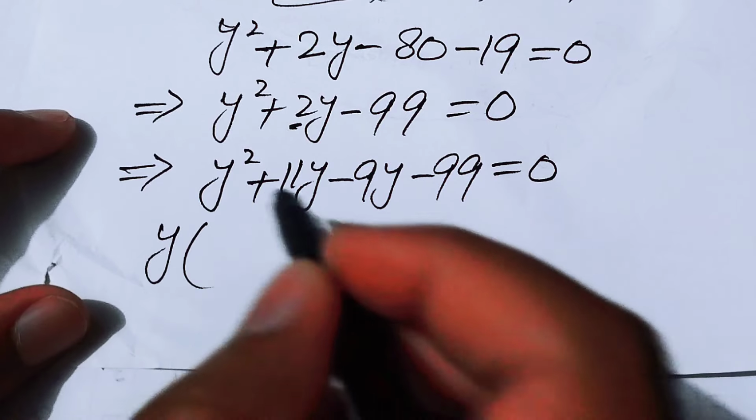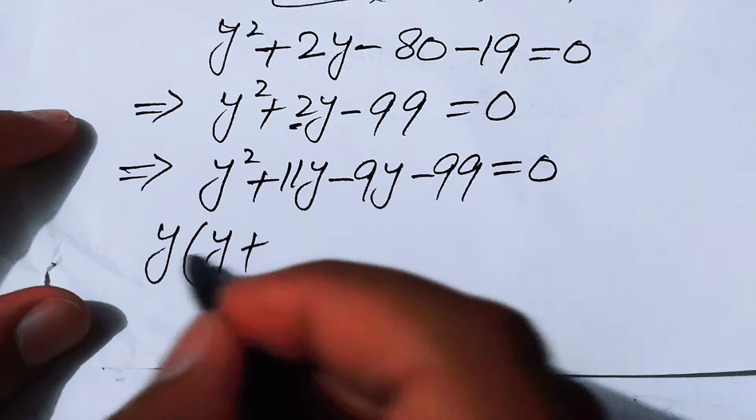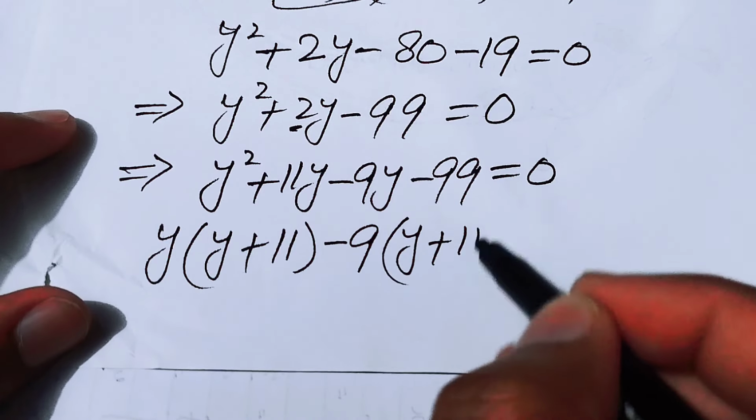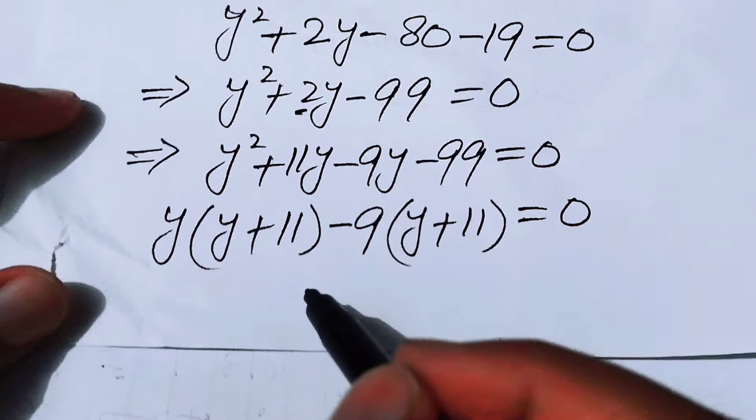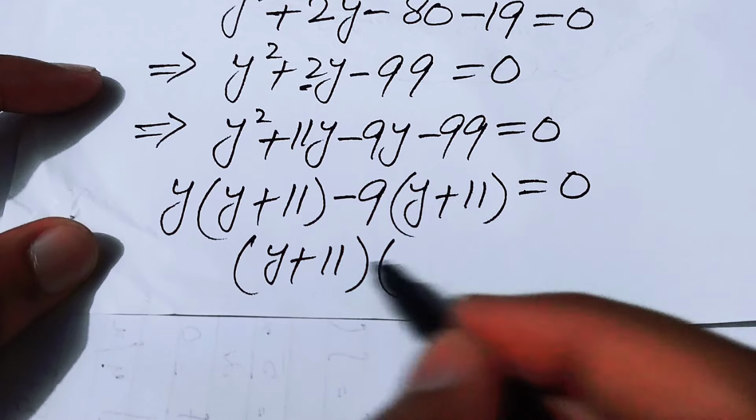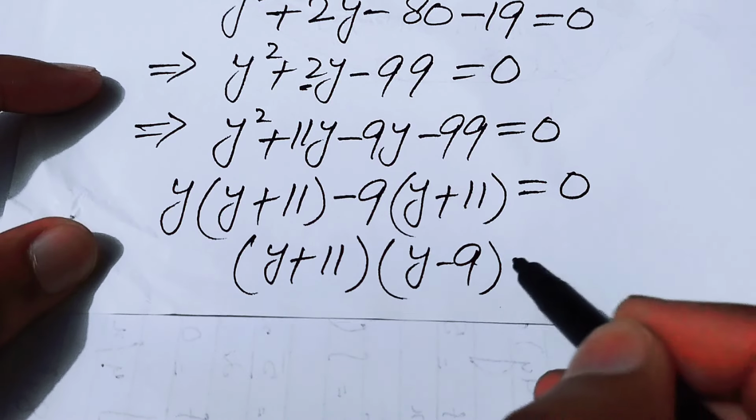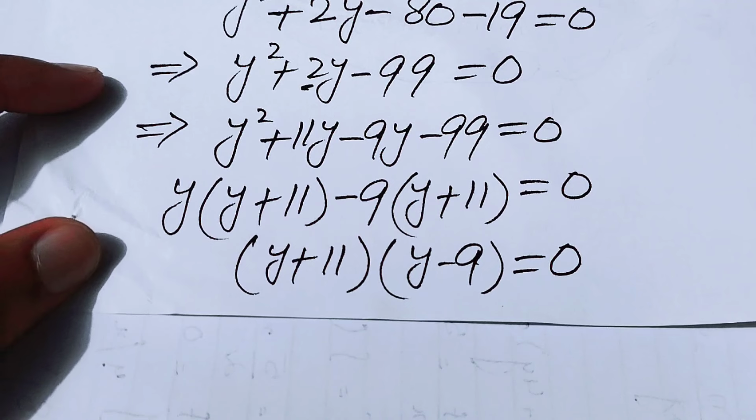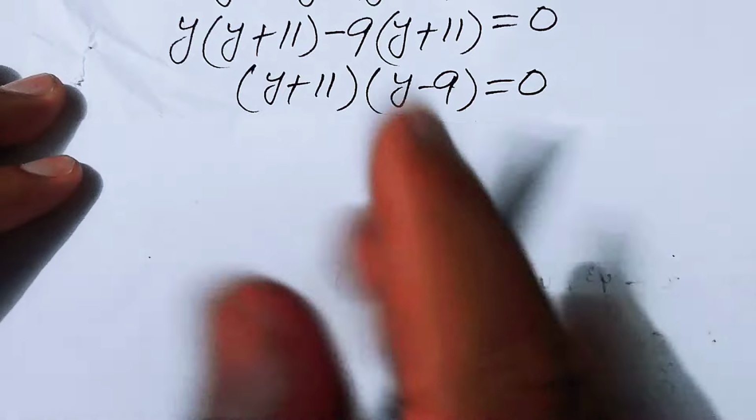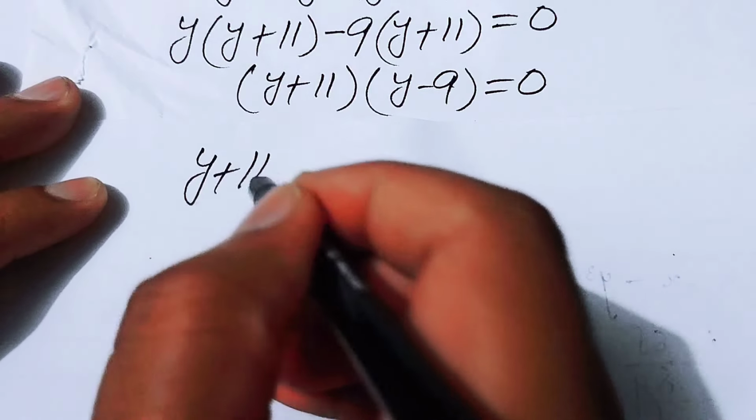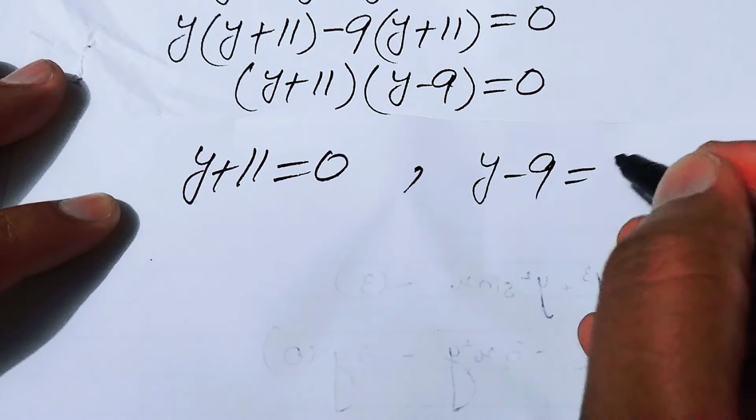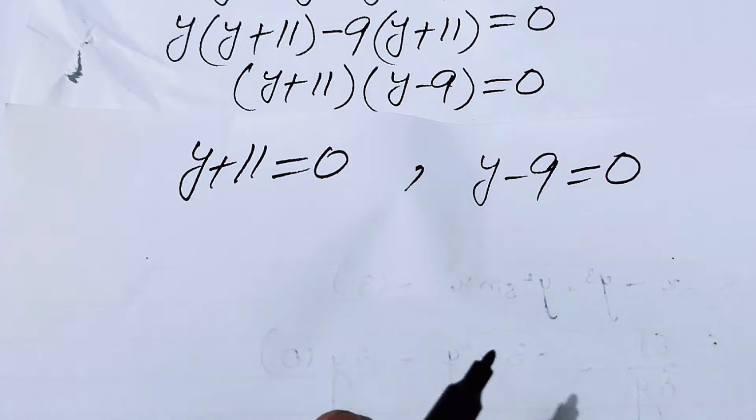So here you take common y from these two terms and you get y times y plus 11, and here you take common minus 9 and you get y plus 11 is equal to 0. So here you take common y plus 11 on both of the terms and you get y plus 11 times y minus 9 is equal to 0. Here we have two factors. The one is y plus 11 is equal to 0 and the other factor is y minus 9 is equal to 0. So now we can solve these two cases.